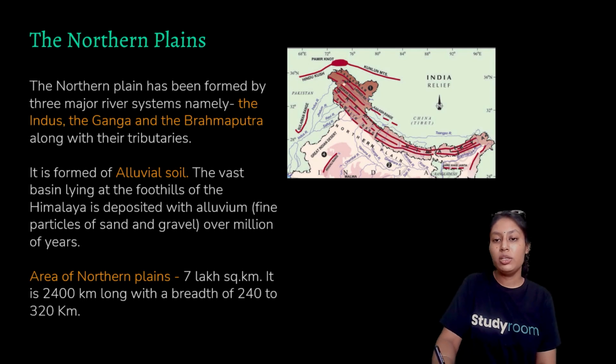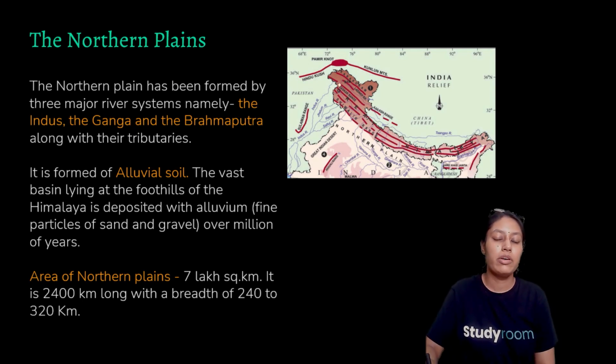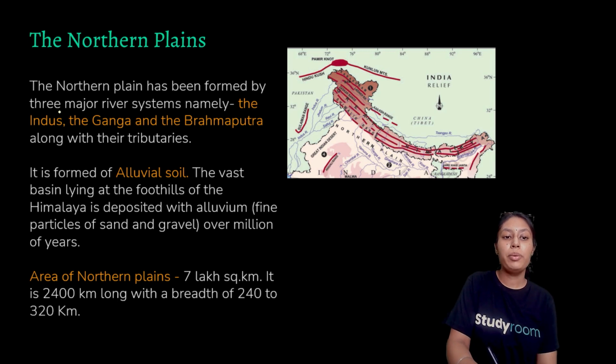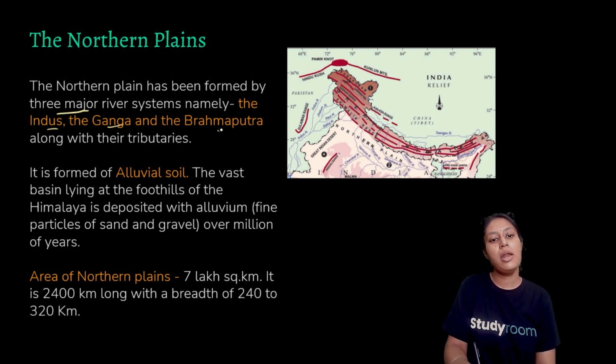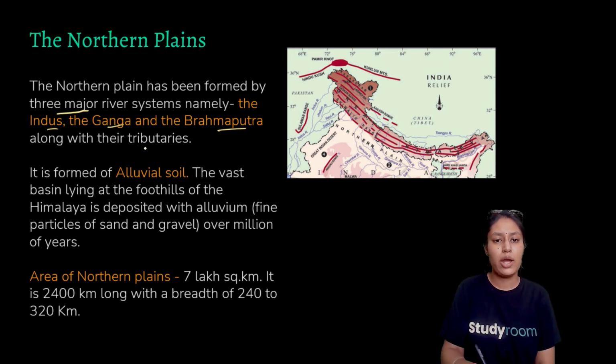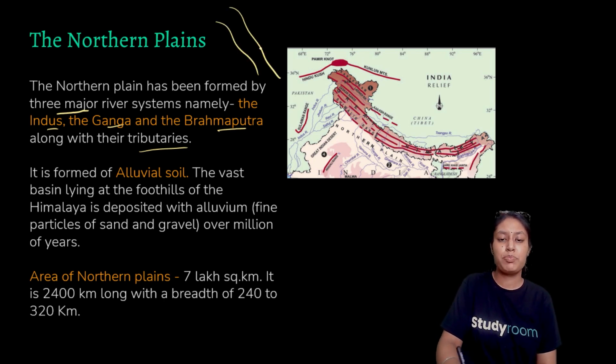Northern plains means the plain land area which does not consist of mountains. They are plain areas formed by three major rivers, the Indus, Ganga, and Brahmaputra, along with their small tributaries. I hope you understand what tributaries are. So for example, this is a proper river.